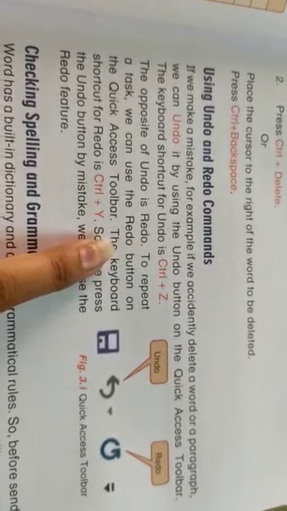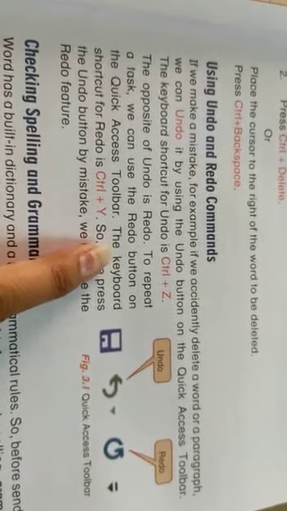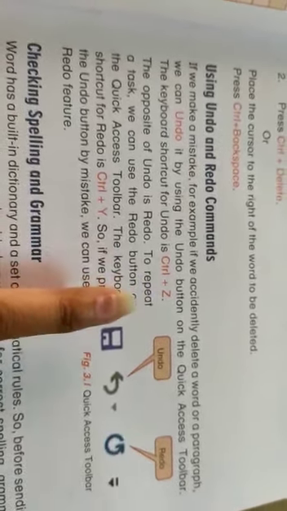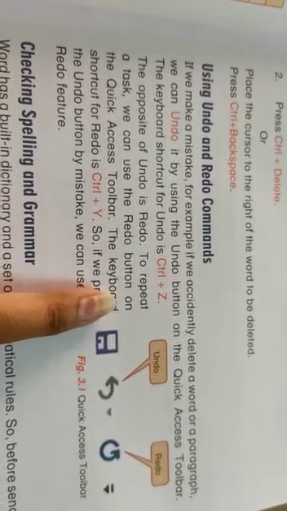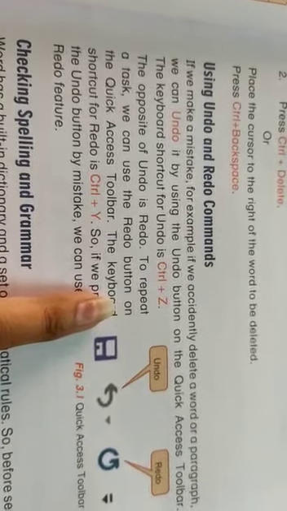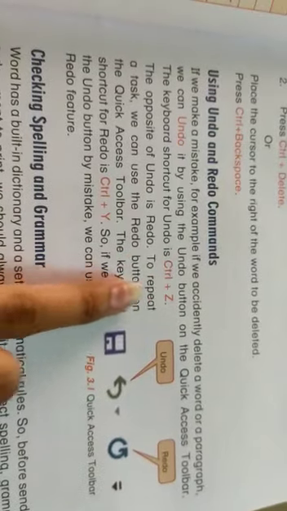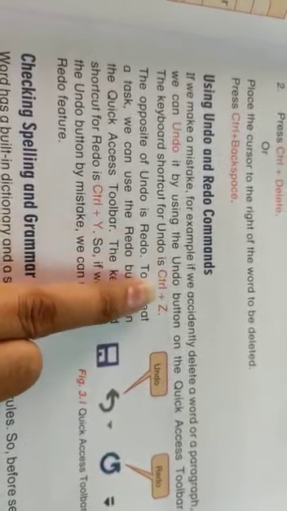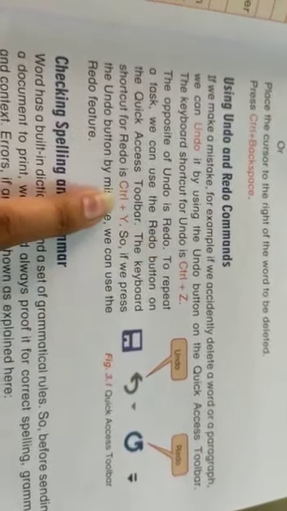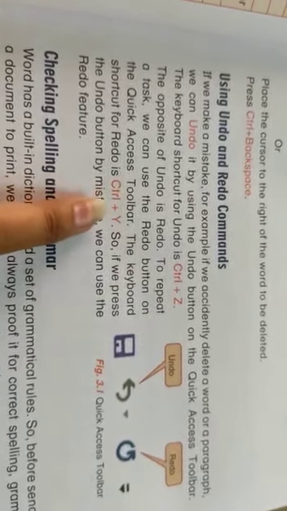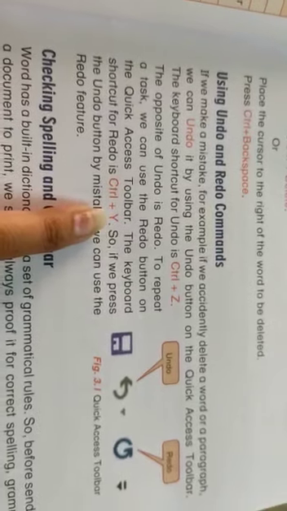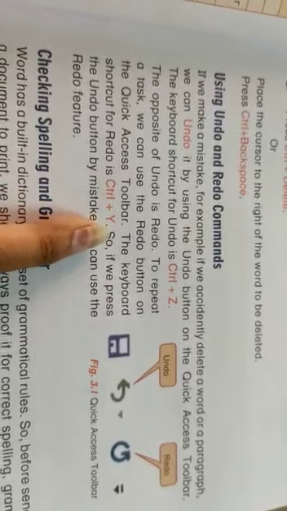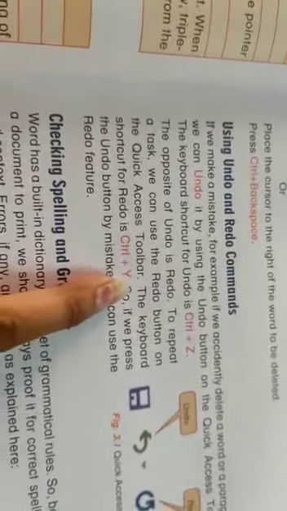I hope you have done it also. If you have not done it, this is very easy. If you have a desktop or a laptop at home, you can try doing this with the help of these shortcuts. The undo shortcut is Control plus Z, the redo shortcut is Control plus Y. Please underline this so that you remember the shortcuts of undo and redo.